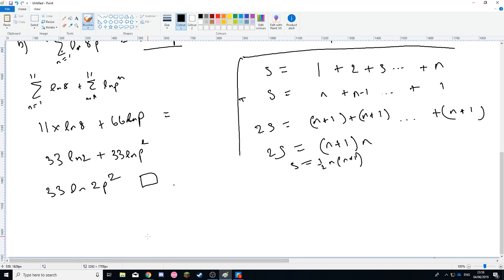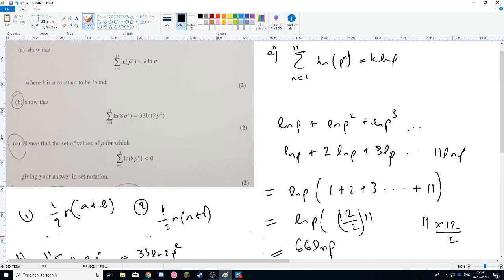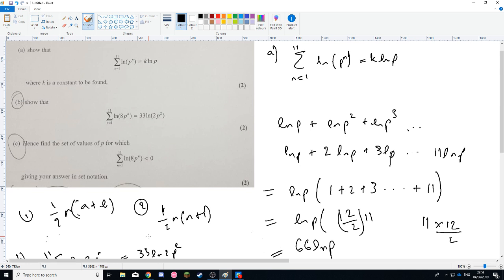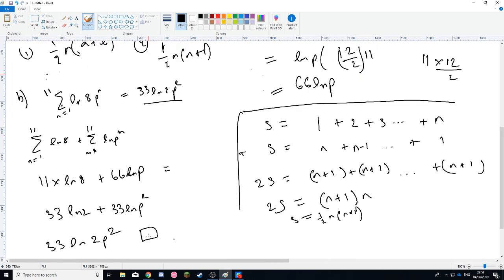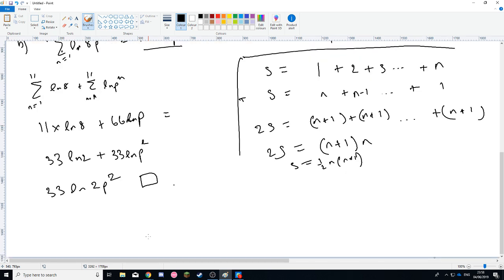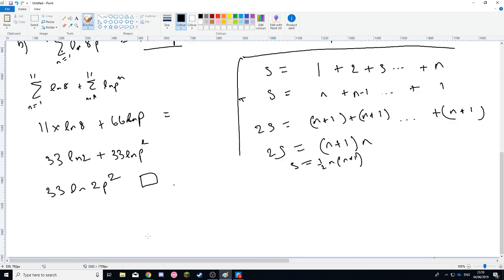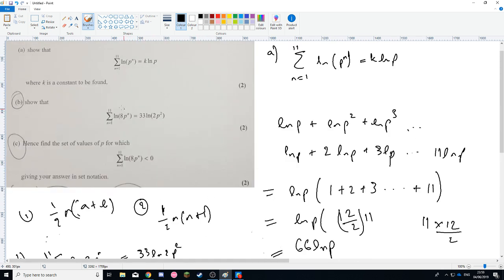That's done. Part B. Part C now is: find the set of values of p for which this sum is less than 0, giving the answer in set notation. Okay, first of all, I'm not even going to bother writing the sum down because I know that this is exactly that. And I can just use my previous result. It's going to be much easier to use my previous result than anything else.